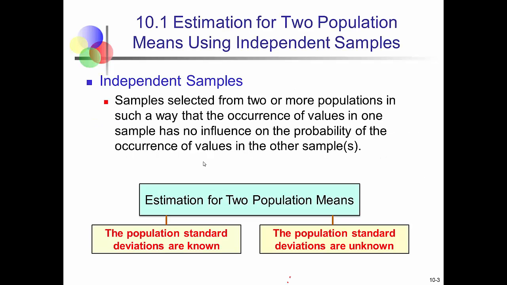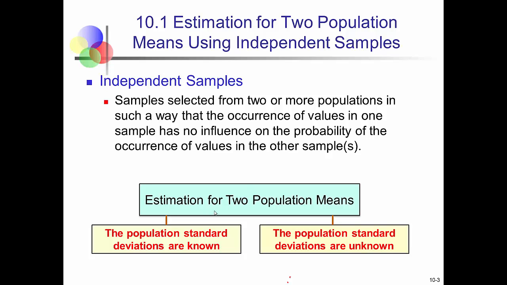So what does it mean for samples to be independent? It means those samples are selected from two or more populations in such a way that the occurrence of the values from one sample do not influence the probability of the occurrence of the values in another sample. So this is just the way we defined independent back in Chapter 4.